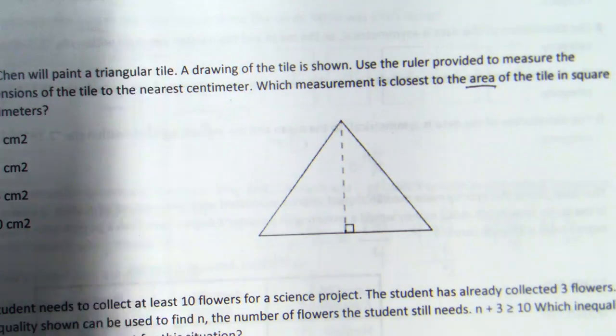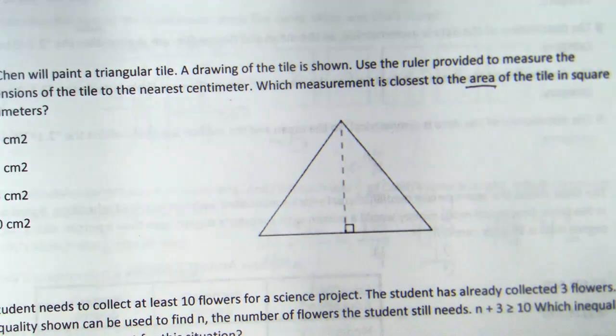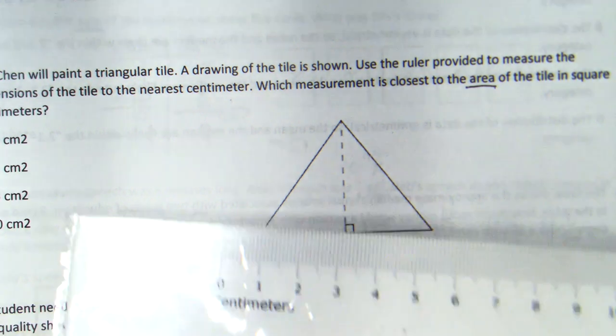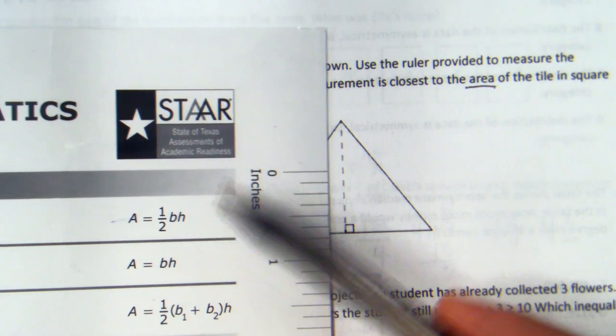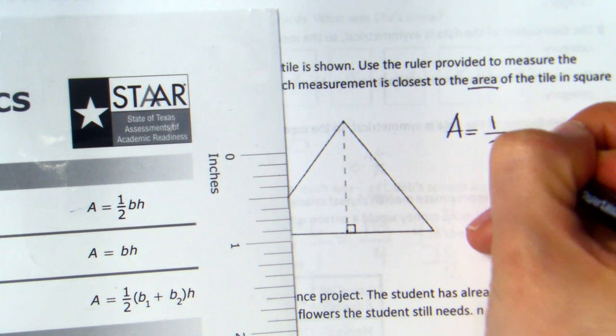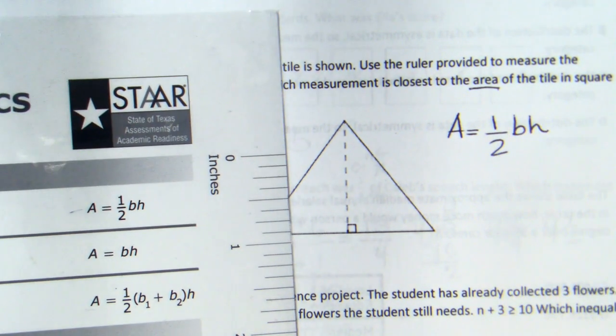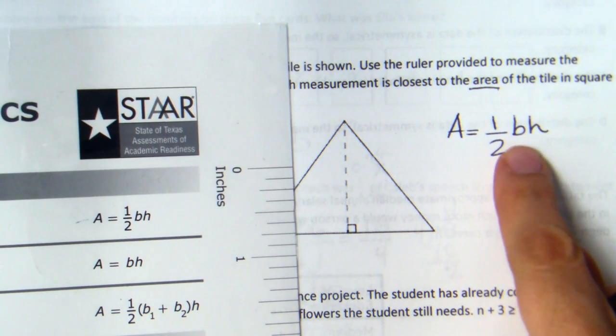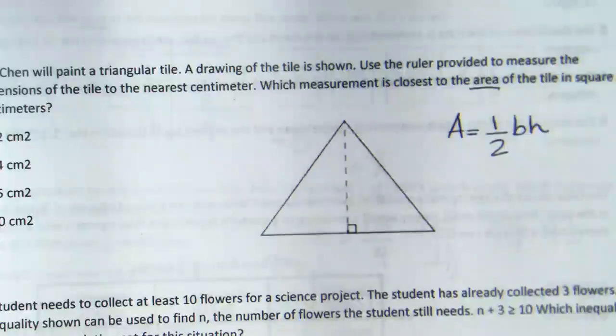Some students yesterday were measuring everything around. I believe yesterday it was a parallelogram. They were measuring everything. Why would you measure everything? You just need a few things. For the triangle, you need to find 1/2 of the base times height. So let's measure the base, let's measure the height.